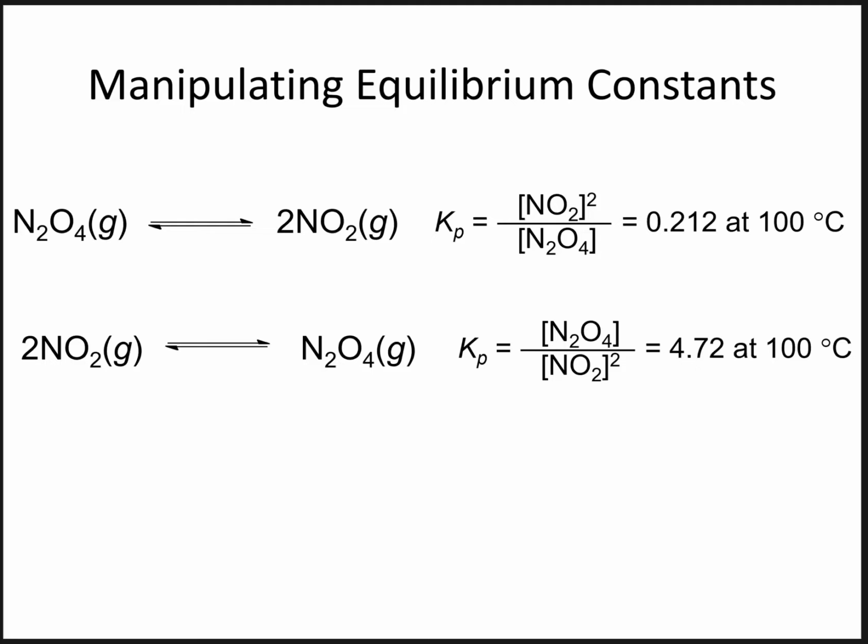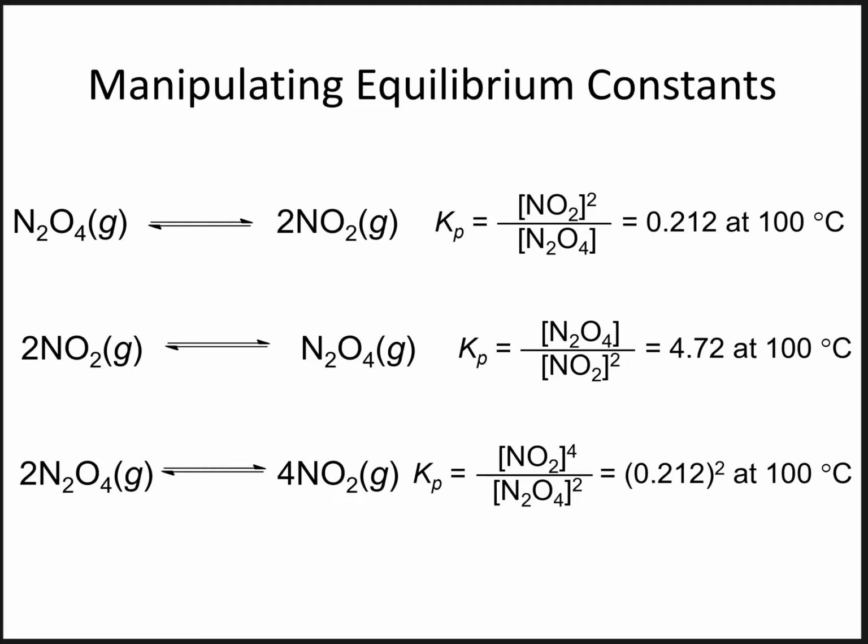Now, if I go back to the original reaction and decide I want to double everything in the balanced equation, like this, then what you can see is I take the equilibrium constant and raise it to the power of 2 in this case because I doubled it. If I had tripled everything, I would have raised it to the power of 3.